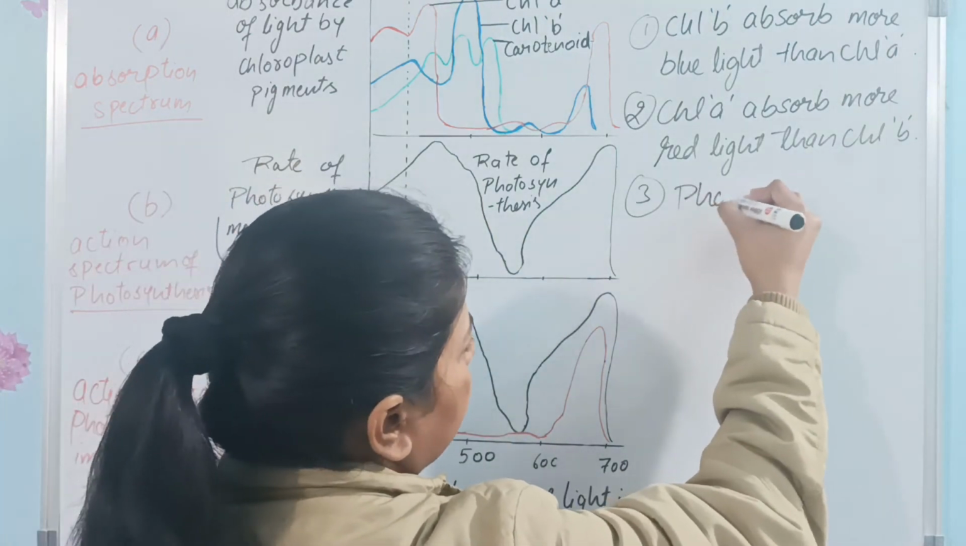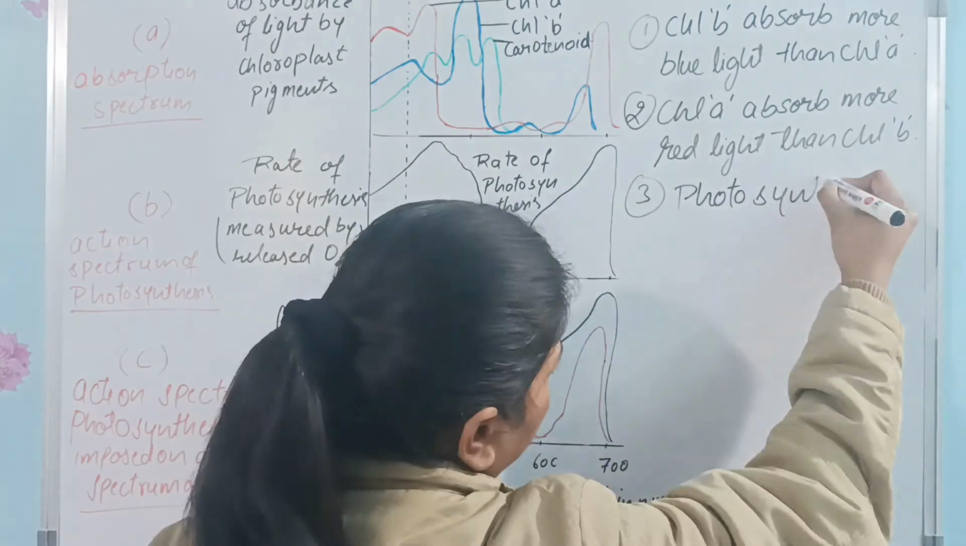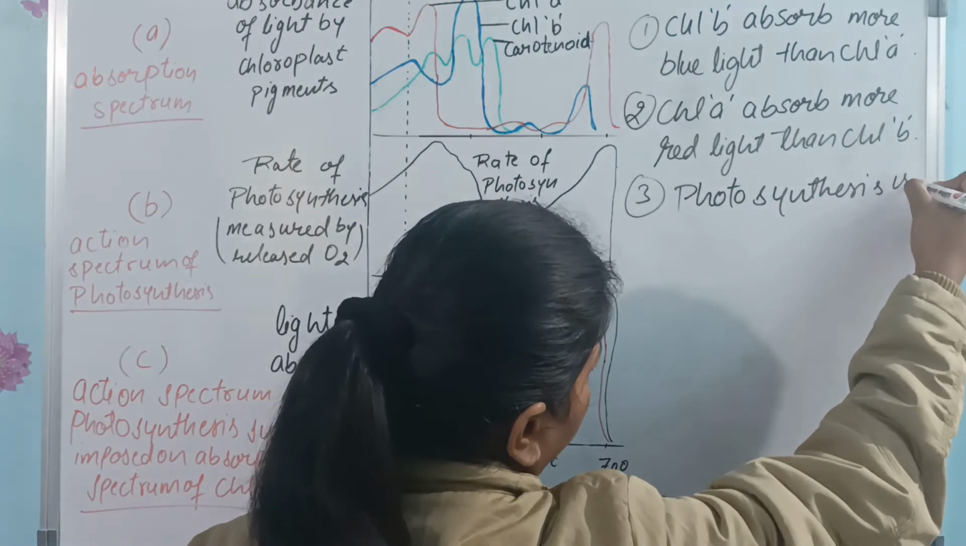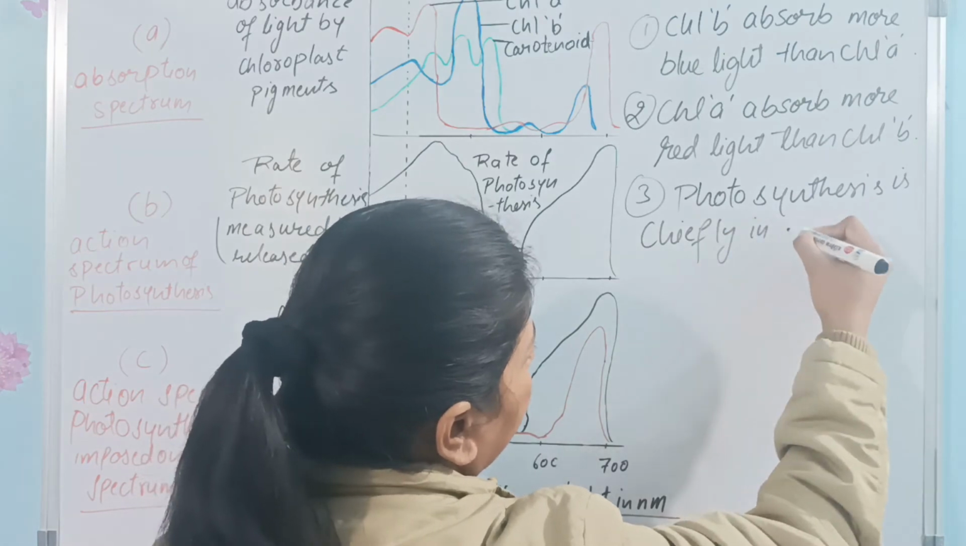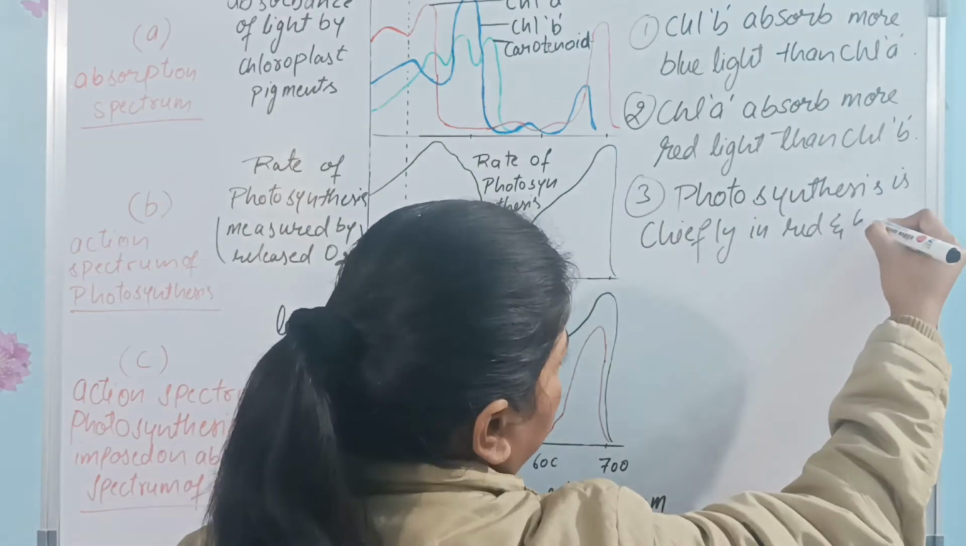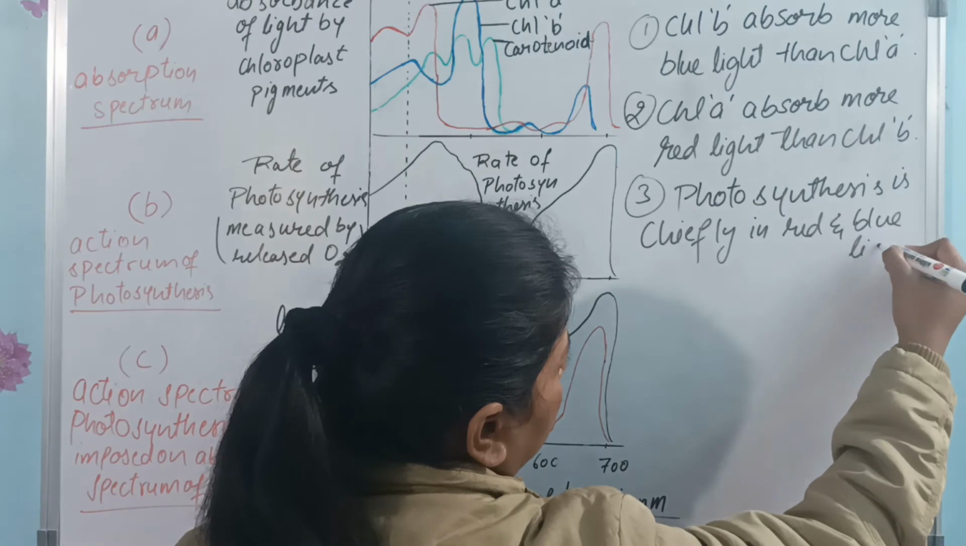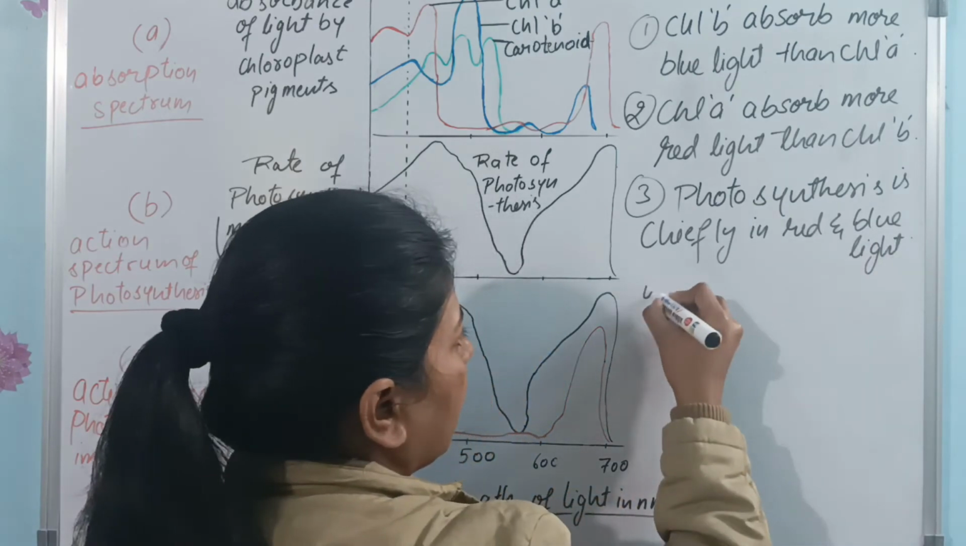So photosynthesis is chiefly in red and blue light. Okay, I hope you understand that.